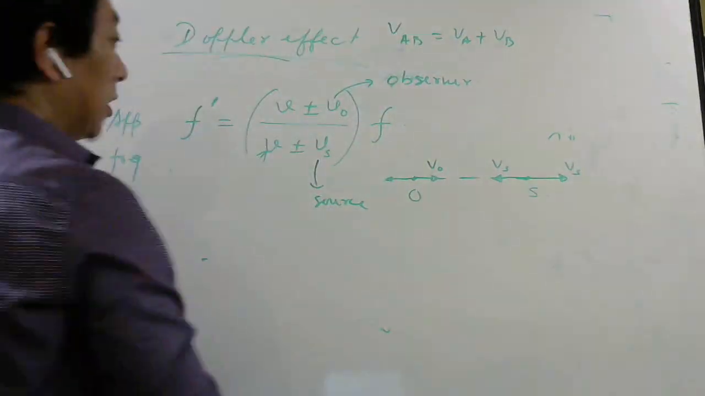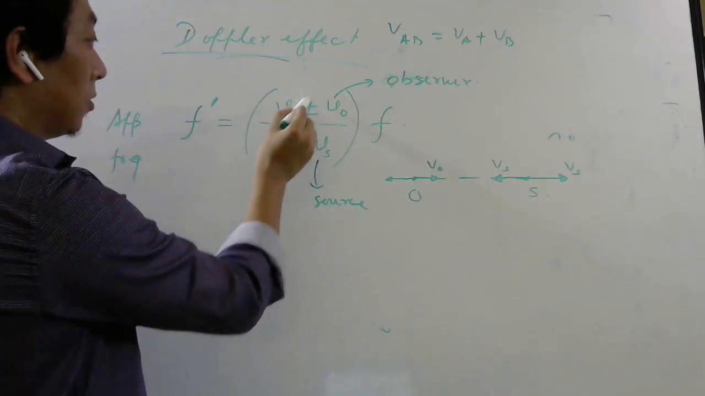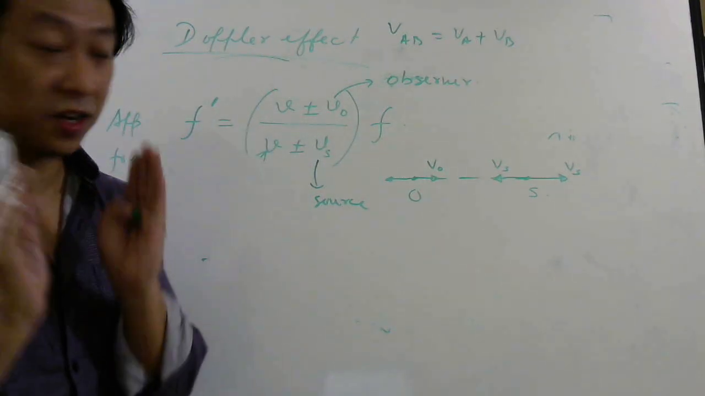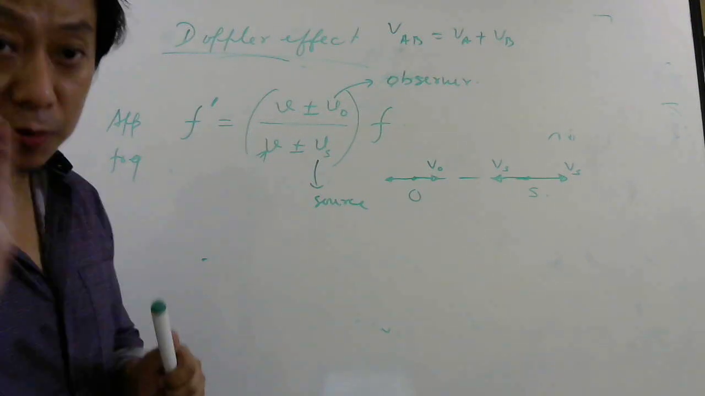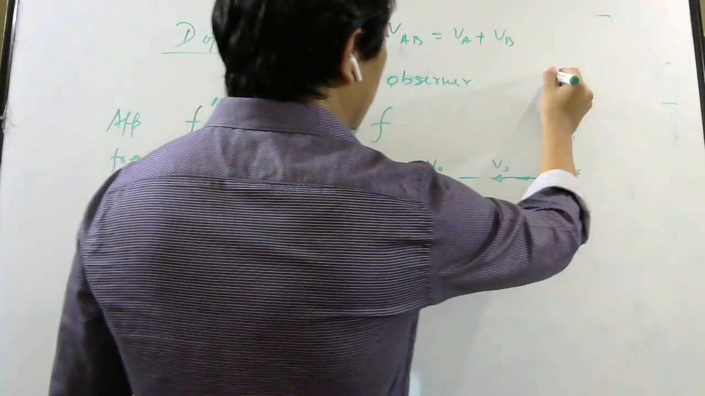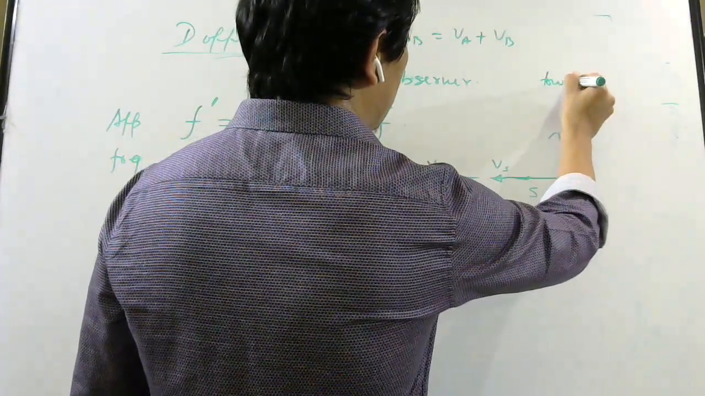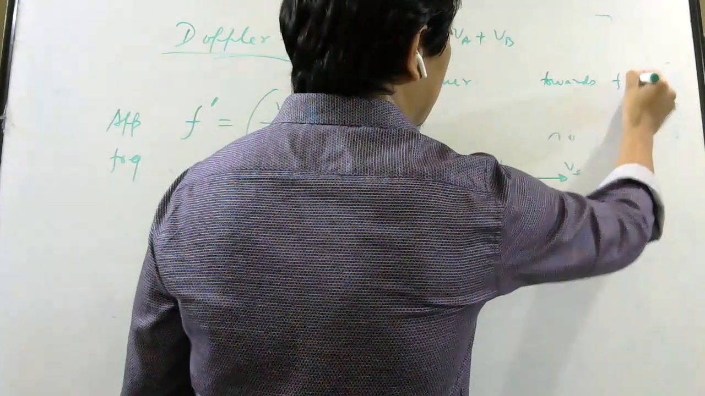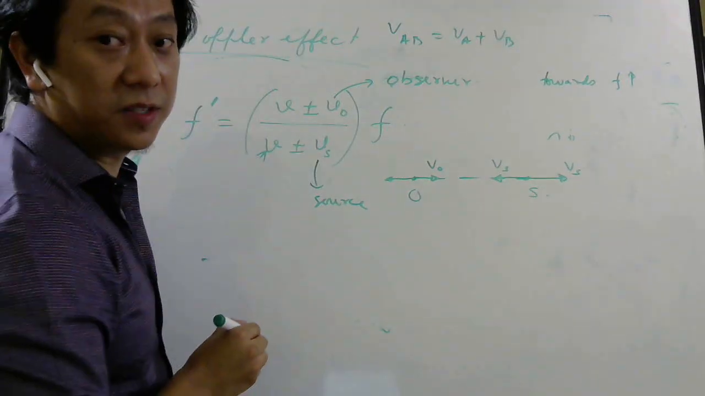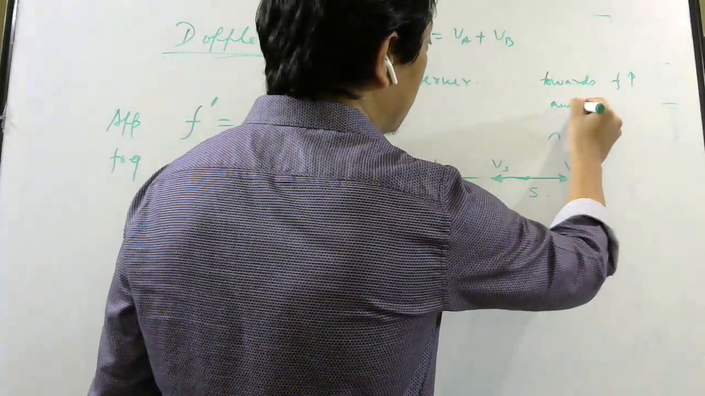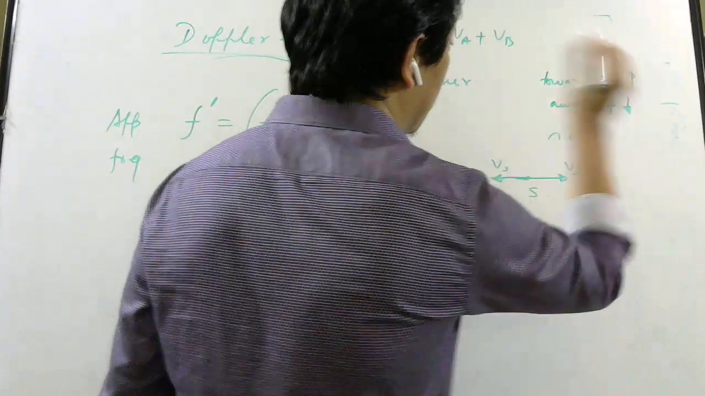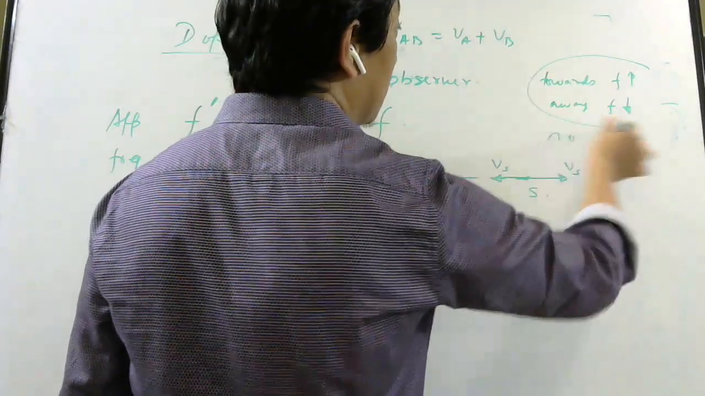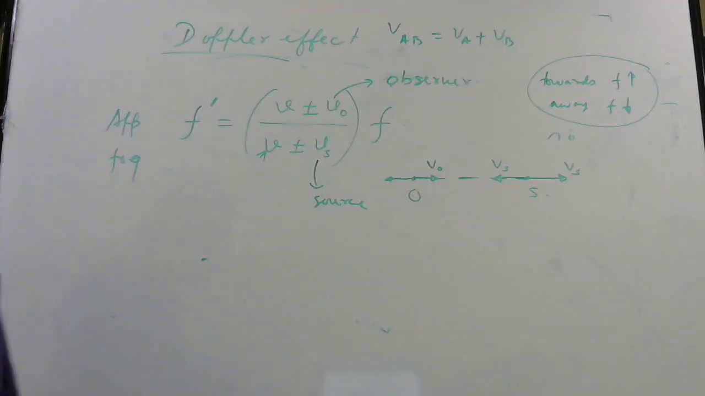So now the question is whether to take plus or minus. Okay, so that is decided in a very easy way. I'll give you the trick. The trick is, first you try to remember that whenever the observer and source move towards each other, the apparent frequency should increase. And when they move away from each other, the apparent frequency should decrease. First you try to remember this.